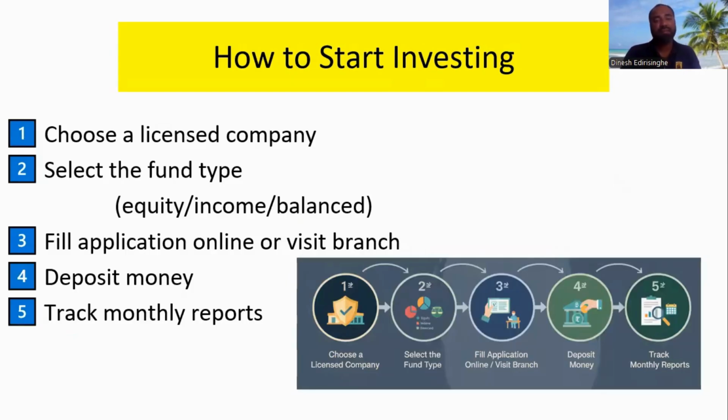How to start investing? It is super easy. You can even open an account online within minutes. There are so many apps, as I mentioned earlier, from the companies. First, choose a licensed company. Then select the fund type. It may be equity fund, income fund, balanced fund. You can choose those from the app. Then fill in the application online or visit a branch, deposit money, and track the monthly report. It is super easy. If you want to learn more about those things, please do your own research.